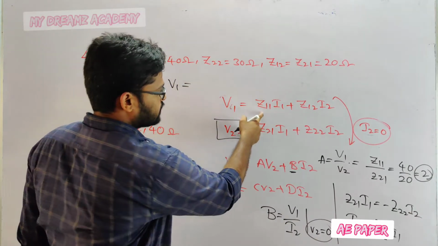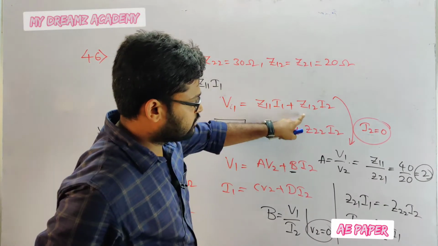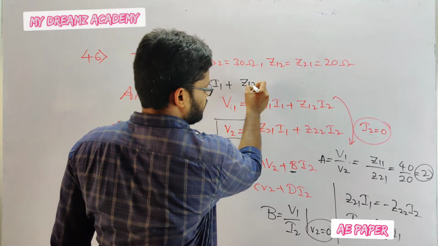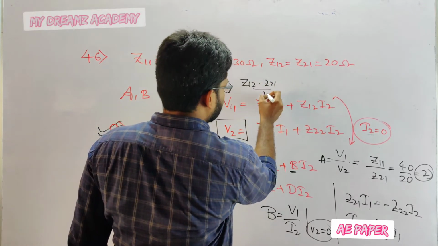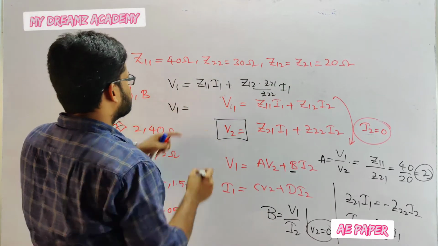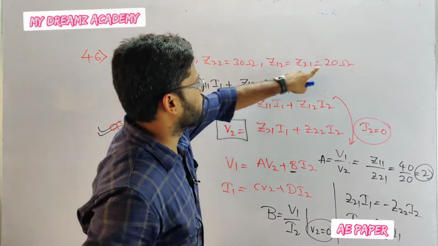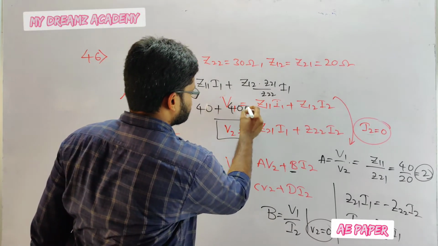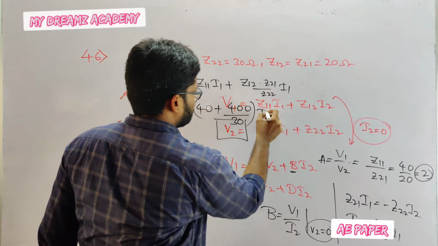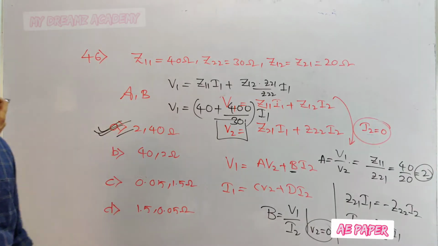V1 is equal to Z11 I1 plus Z12 into I2. The I2 value is Z21 divided by Z22 into I1. So V1 is equal to Z11 value, which is 40, plus Z12 into Z21, that is 20 into 20, which is 400, divided by the Z22 value, which is 30. Calculate this total value, it will give 40.